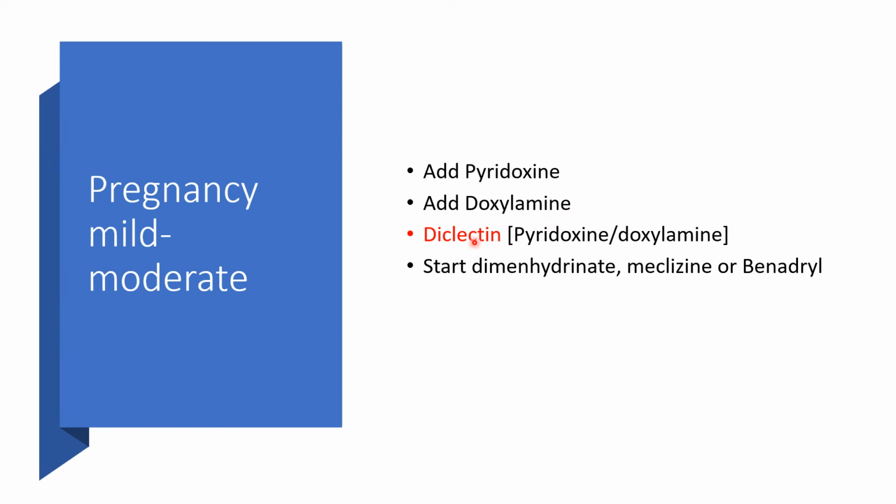But I will go for the Diclegis. The Diclegis is going to be the best anti-nausea and vomiting medication in pregnancy. It is a combination of the two above here, that is pyridoxine and doxylamine. You may also go for Dimenhydrinate, Meclizine, or Benadryl.